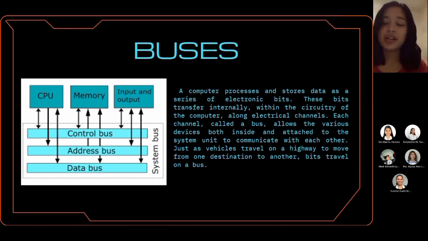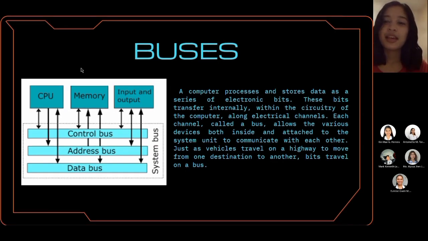Buses consist of two parts, a data bus and an address bus. The data bus is used to transfer actual data, and the address bus is used to transfer information about where the data should reside in memory.